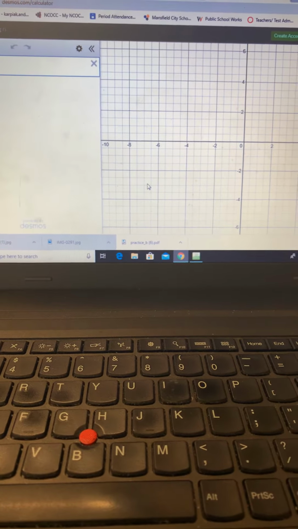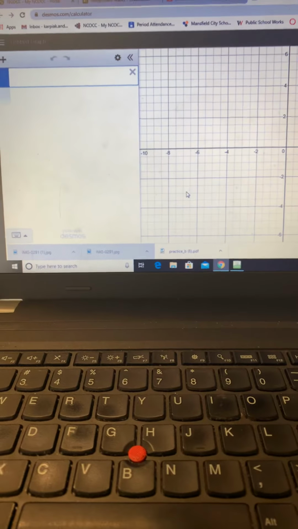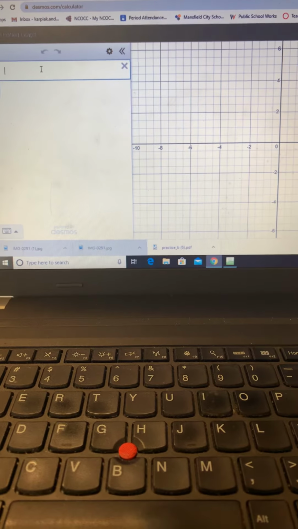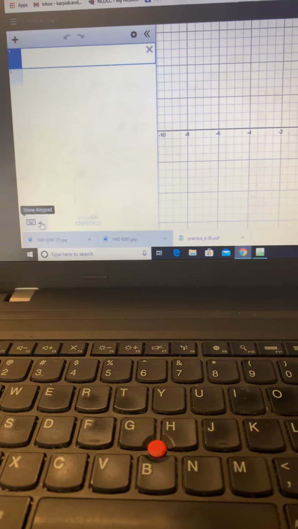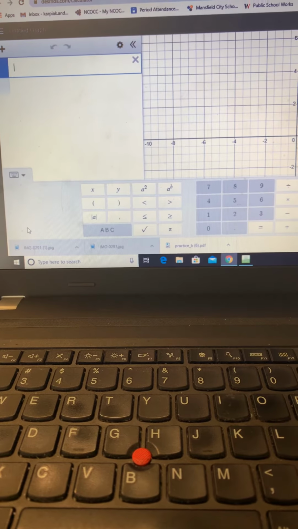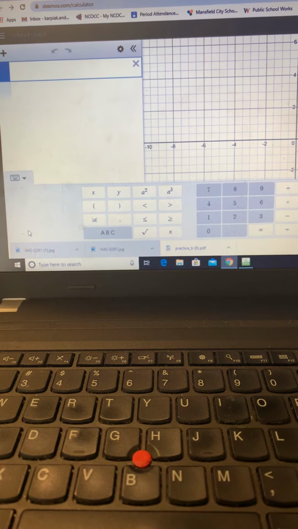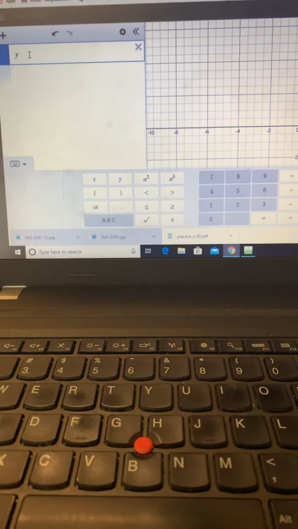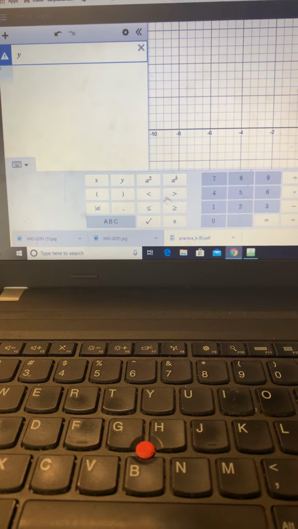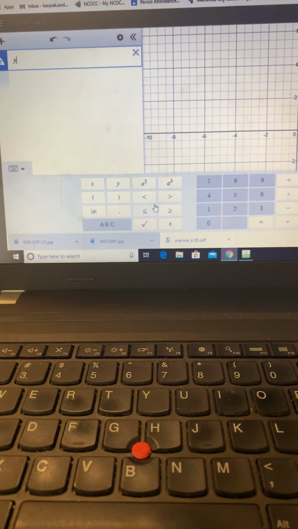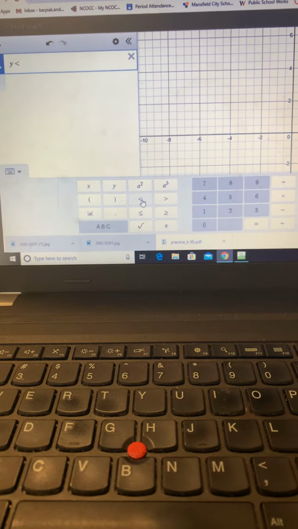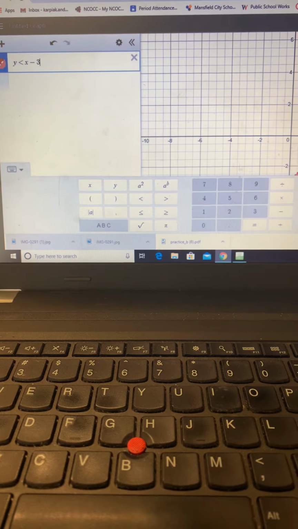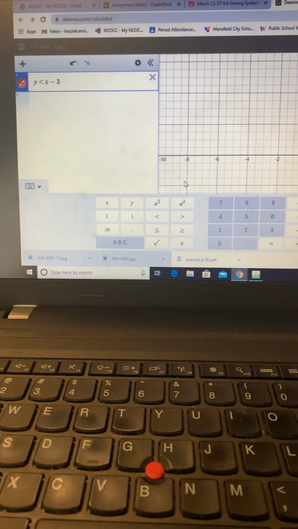So we're still working on number 1 here, and I want to explain to you why exactly we put false for that answer. So if we bring up the keyboard down here, and we type in that first inequality, it said y is less than x minus 3. So y, and then notice right down here where my mouse is, you've got your inequality symbols here. So less than x minus 3.